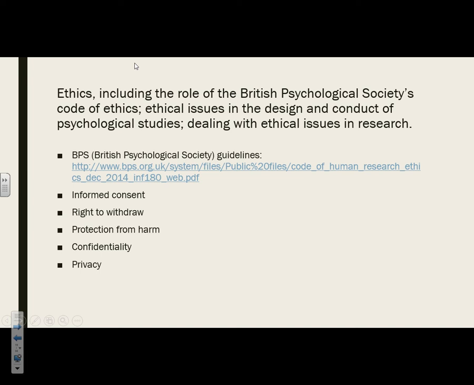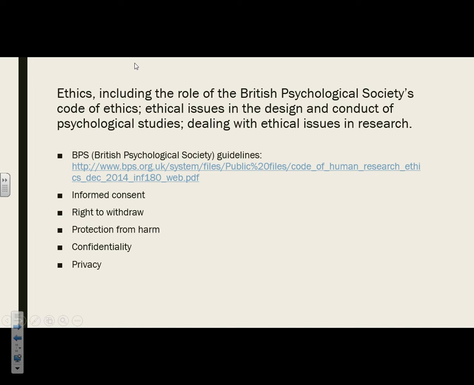So informed consent, you would ask people to sign a consent form saying that they'd understood what they were agreeing to take part in and they were happy to take part in it. Right to withdraw, you would tell them about the fact they could leave at the beginning, the middle and the end. They could leave at any point, and also they can have their data removed after the experiment takes part.